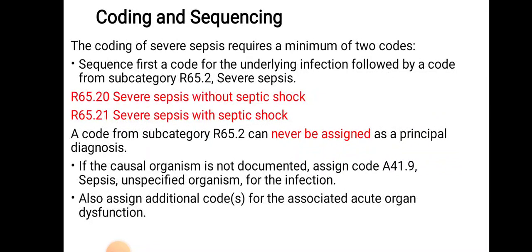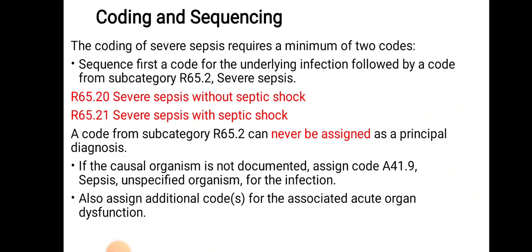Now coding and sequencing. For severe sepsis you require a minimum of two codes. For the sequence, the first code is for the underlying infection. We know that sepsis is caused by some infection, so we have to code the underlying infection, followed by the category R65.2, which is severe sepsis. There are two codes, which we have already discussed, R65.20 and R65.21: severe sepsis without septic shock and severe sepsis with septic shock.